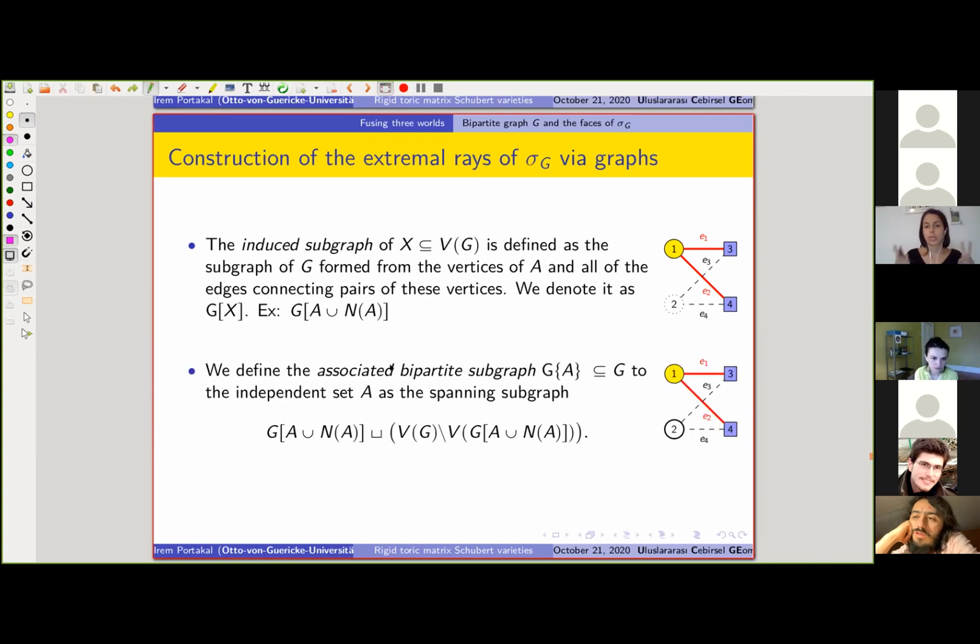And an associated bipartite subgraph of G to an independent set will be taking this induced subgraph of A union neighbor set of A, which you can see here, and just take also the remaining isolated vertices here. So keep the number of vertices the same as the graph.